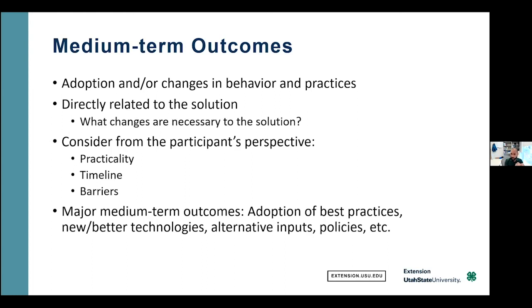So medium-term outcomes across the board, regardless of program areas, are always based on adoption, changes in behavior, policy changes, implementation, all those different things that involve some sort of change. And in agriculture, it's mostly related to adoption of new technology, adoption of a new practice, adoption of something different.